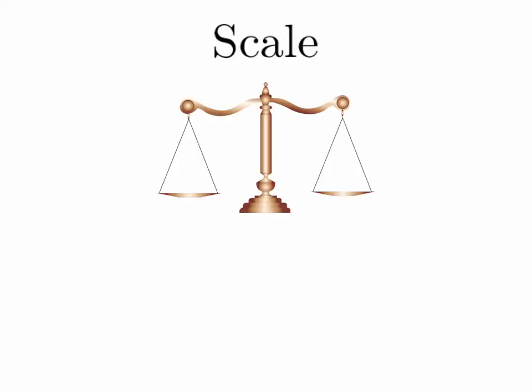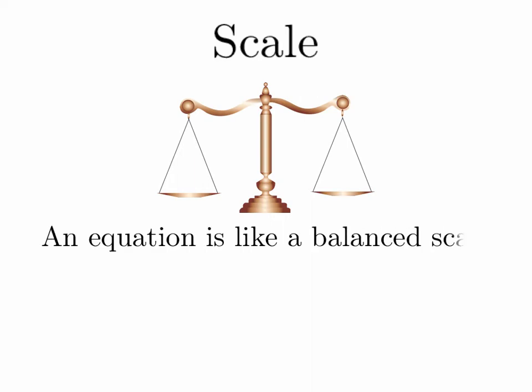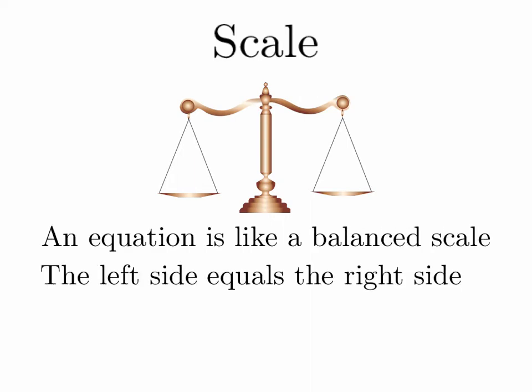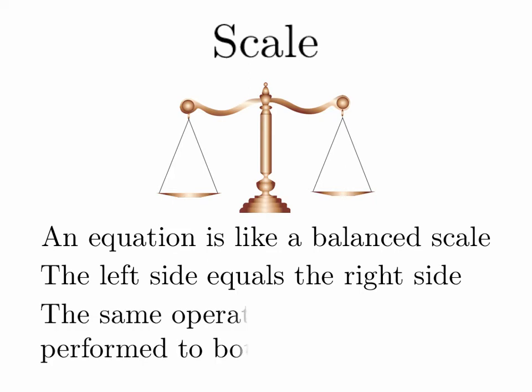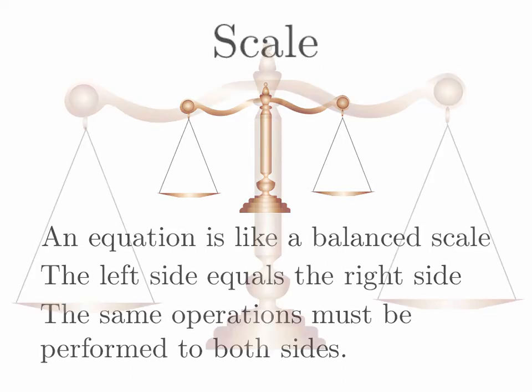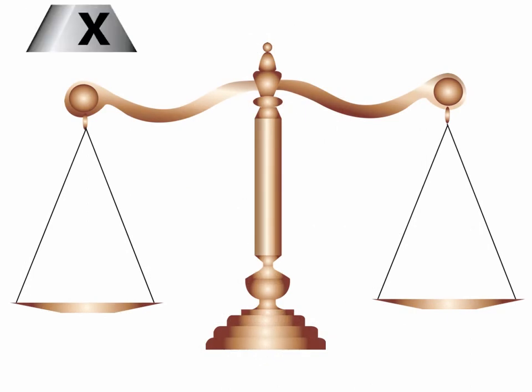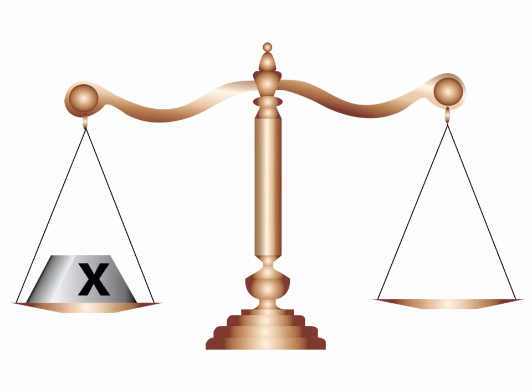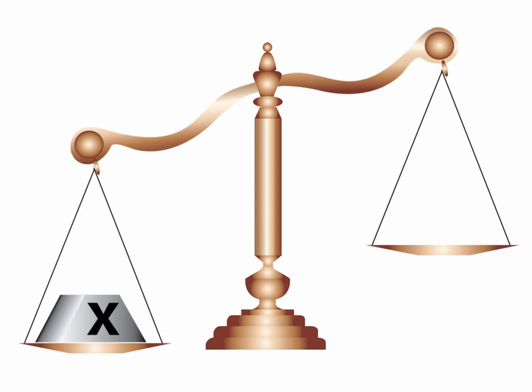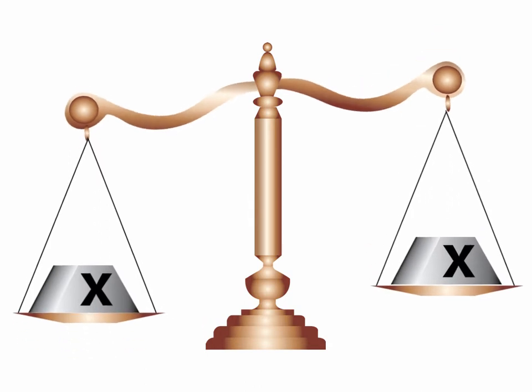A better way to think about an equation is to think of it as a scale, where the weight of everything on the left side is equal to the weight of everything on the right side. And if you want to keep it equal, you have to do the same operations to both sides. So let's look at an example. We put x weight on the left side. Now the scale is unbalanced. So in order to balance it, we have to do the same thing to both sides of the scale. So we have to put an x on the right side.